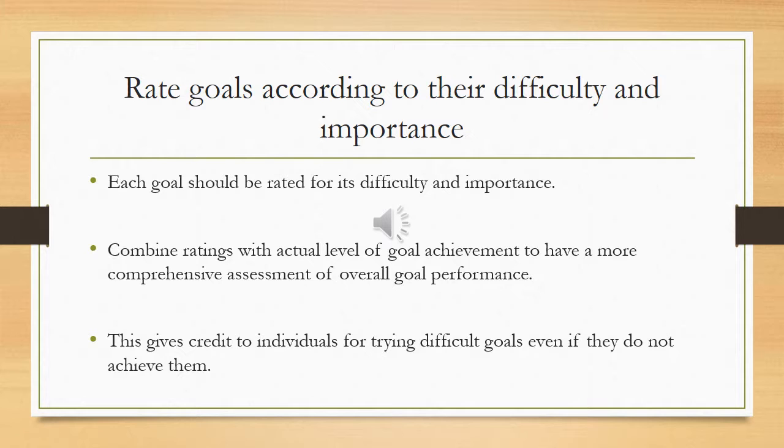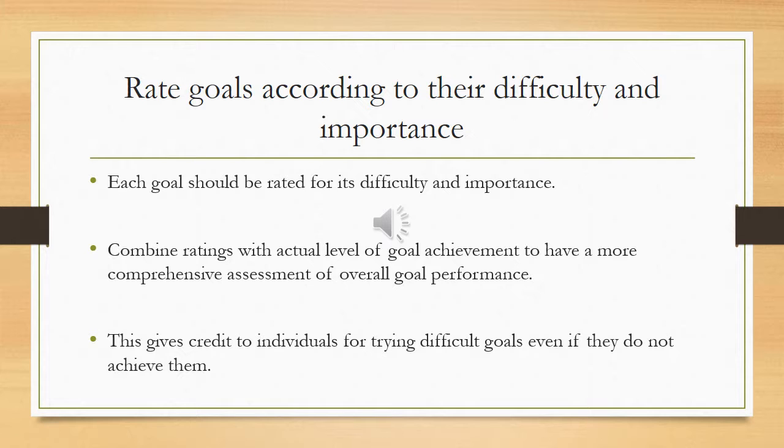In step 6, you want to rate goals according to their difficulty and importance. So, goal setting should not encourage people to choose easy goals in order to ensure success. This is an extreme illustration from the book, but no employee should be able to say, "My goal was to do nothing, and I'm pleased to say that I achieved it." Goal setting needs to take into account the difficulty of the goals selected and whether individuals are emphasizing the right goals. And in this step, each goal should be rated for its difficulty and importance.